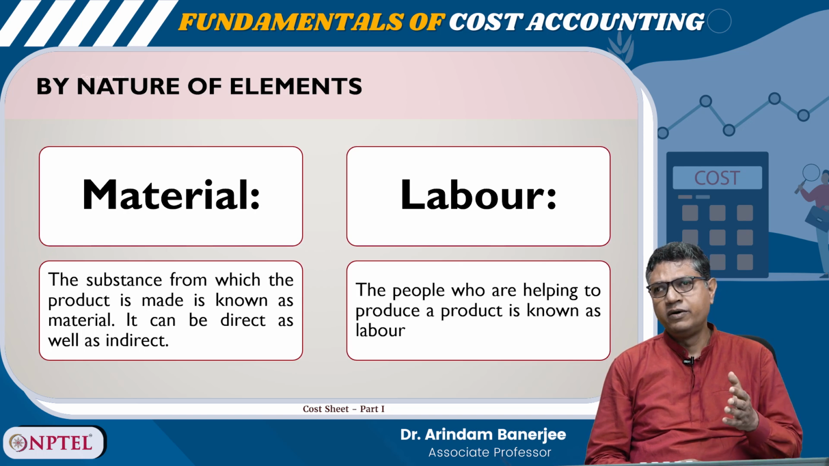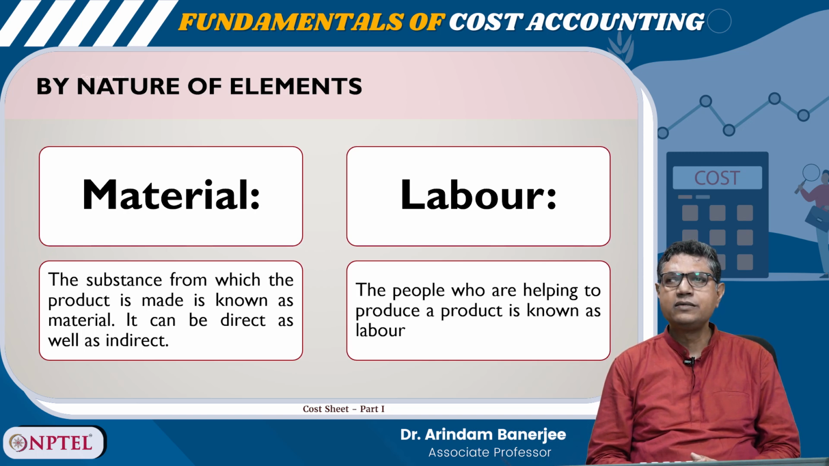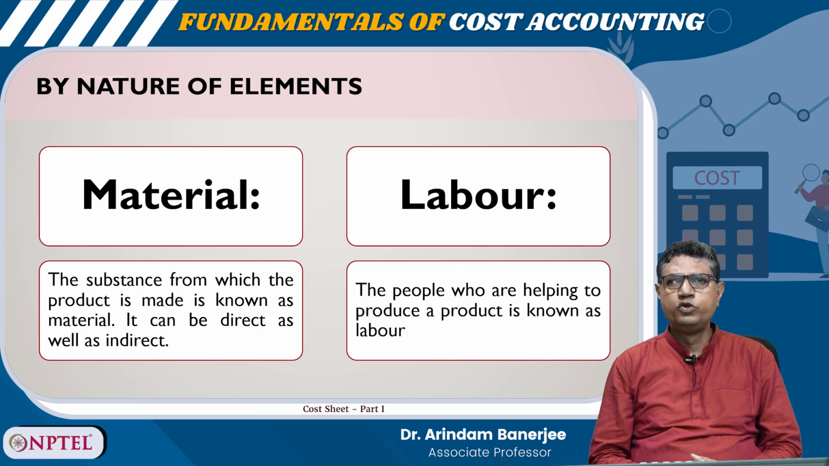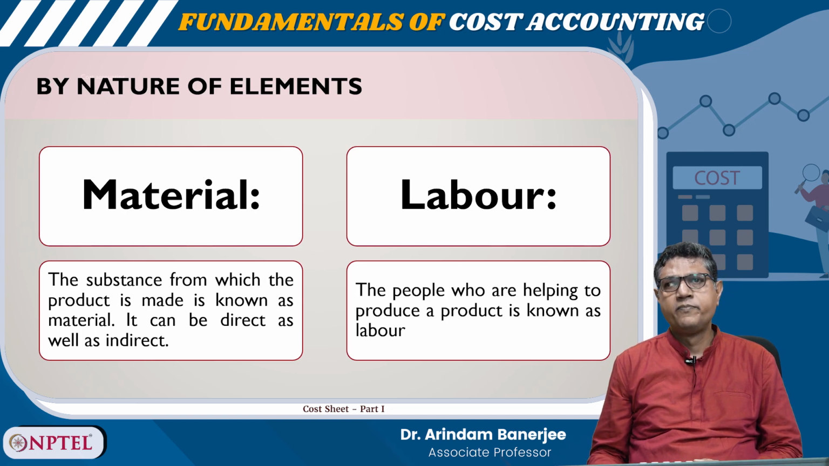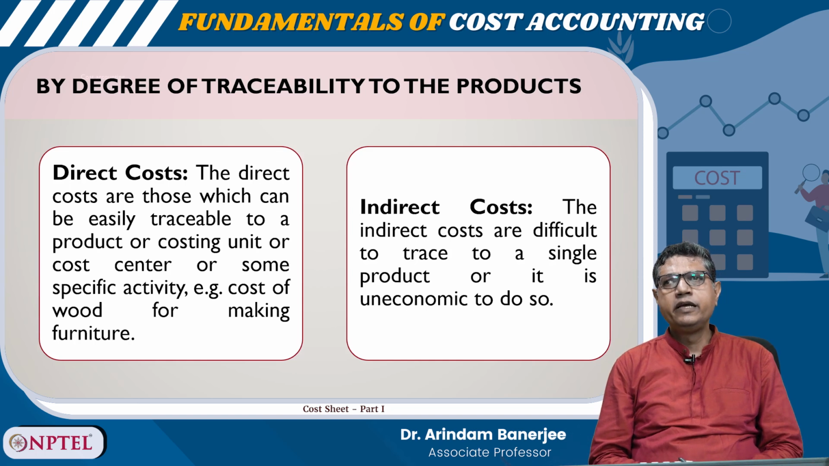Labor. Now with material, to convert the raw material into the finished products, you need to add some human element, some human effort. The people who are helping to produce a product is known as labor. So material and labor, particularly in the manufacturing sector, are the two major components of cost. Then degree of traceability to the products: direct costs and indirect costs.